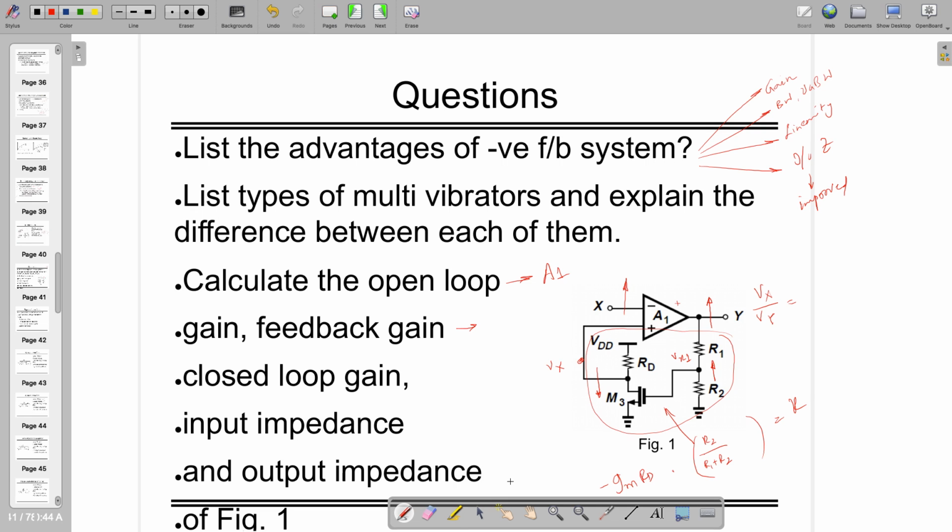You can find out now the closed loop gain by keeping A1 divided by 1 plus K A1, where K is this one and A1 is some value which is not known to us right now. You can find out the input impedance, you can find out the output impedance for figure 1 and 2. Right? So this is what I am giving to you. Maybe similar questions are available in Behzad Razavi also. Right?